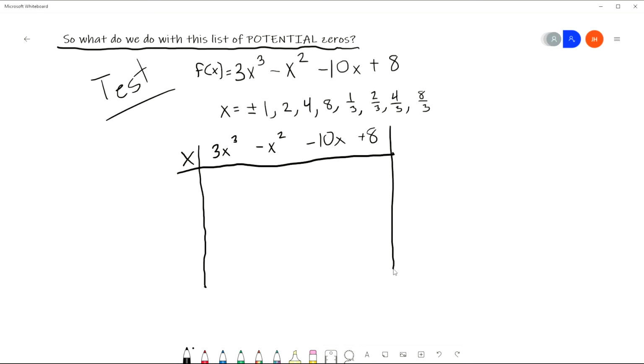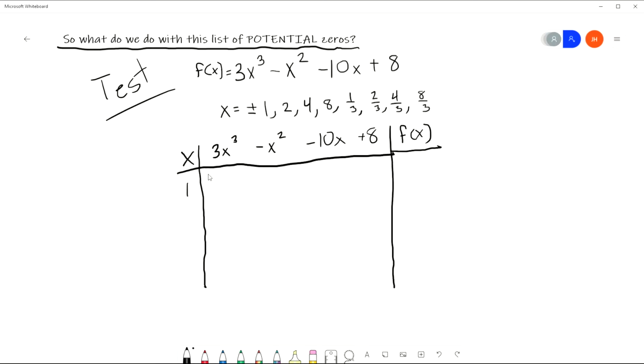And then the question is, what is f of x? So you guys see this table I've created? Okay, cool. So I like to start out plugging in 1 just because 1 is extremely easy to plug in. And if you find that it works, that's awesome. So I'm going to plug in x equals 1.